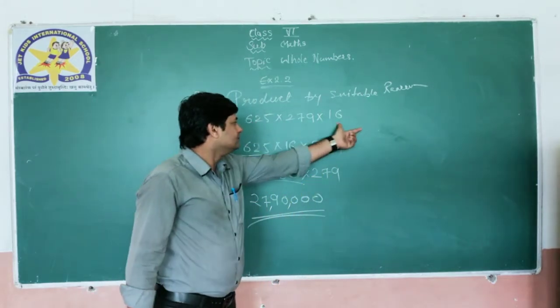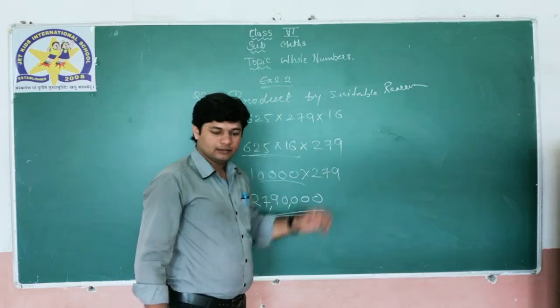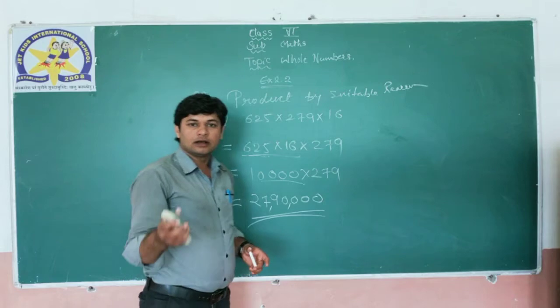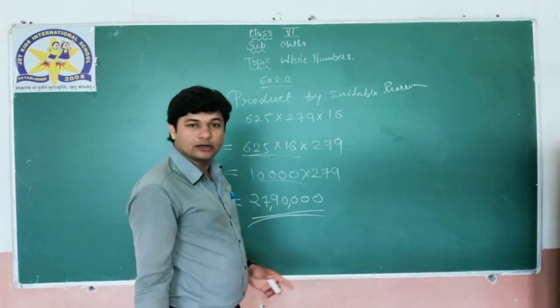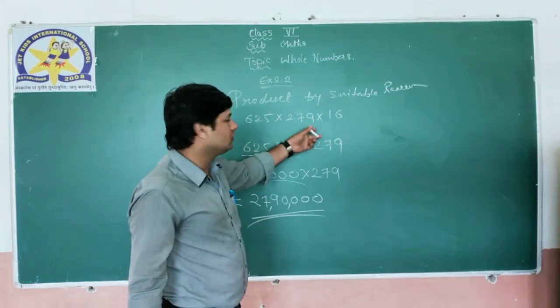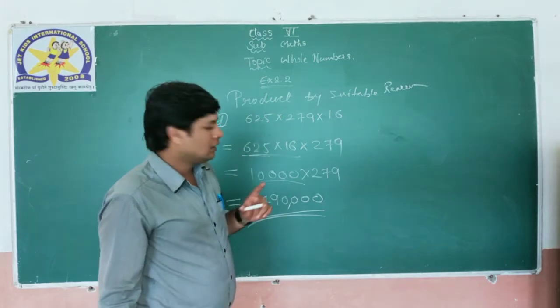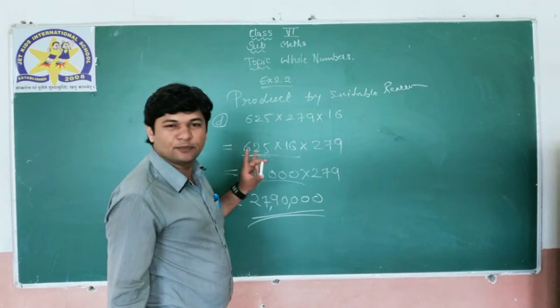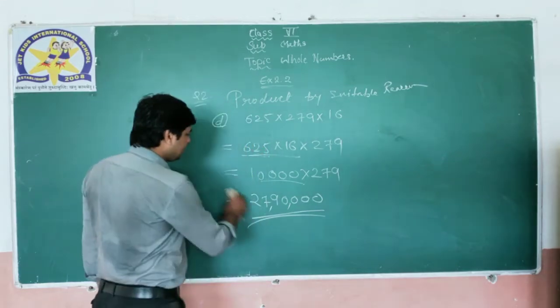So this number, clear? Which number will give us easier calculation? Which rearrangement of numbers will give us ease of calculation? That is the important thing. That is the key point of this kind of problem. Okay.